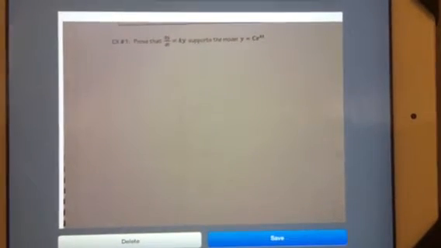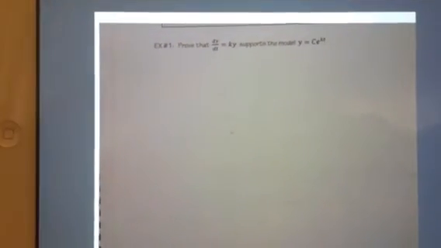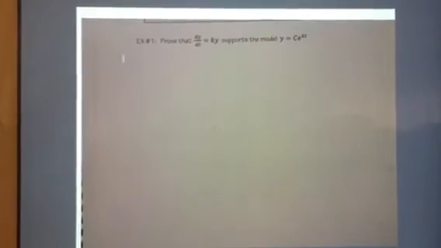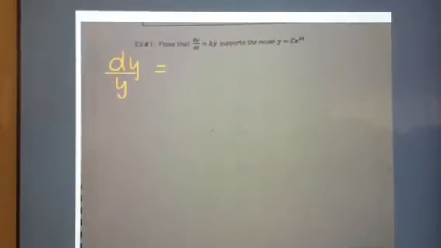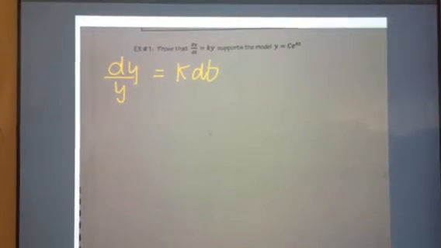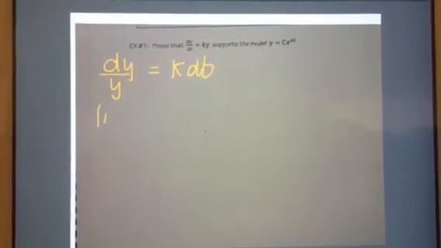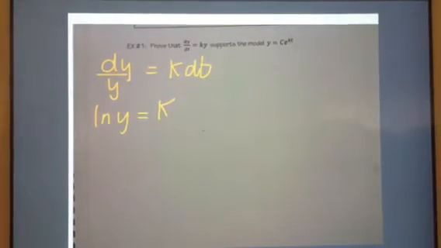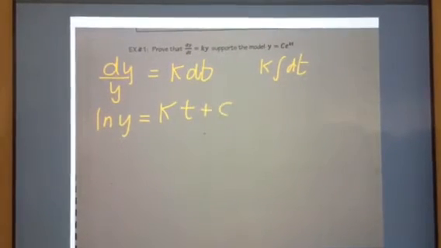So now, doing example 1, we're going to prove that dy over dt equal to ky supports that the model will equal y is equal to ce to the kt. So what we're going to do first is we're going to have our y's together. So we're going to divide by y and then send the dt to the other side. Now we're going to integrate. So then this is 1 over y dy, which is the same as ln of y, equals, k is just a constant, then you have the integral of dt, which is then t plus c.